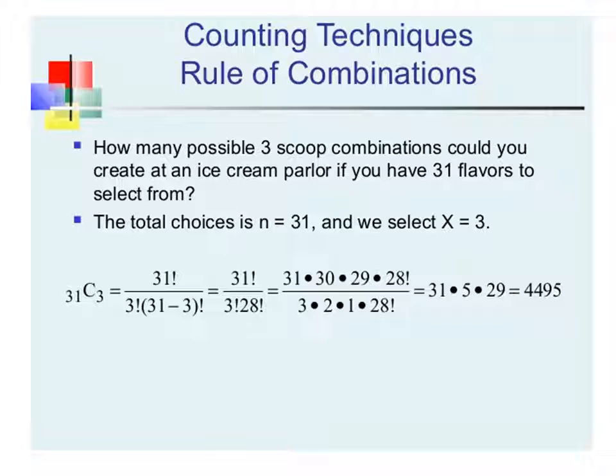In most of these problems you'll see that there's a cancellation in the numerator and denominator. The 28 factorial will cancel out top and bottom, and you'll be left with 31 times 5 times 29, because 30 divided by 3 times 2 times 1 is 5, and you get 4,495. That's a lot of different combinations, and that's why the formula might be helpful to remember. You could do this, as I said, by a chart. Either way works.